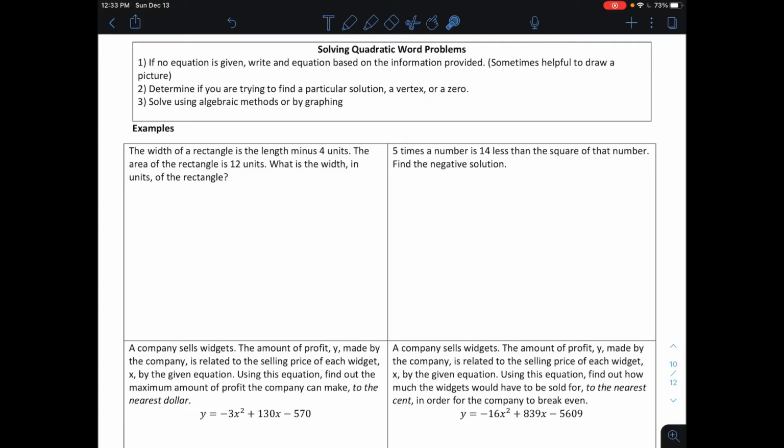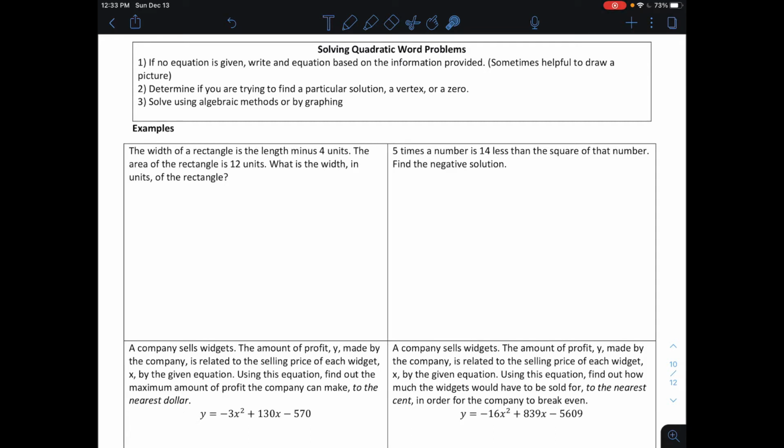In this video, we're going to look at solving quadratic word problems, and the process is kind of the same as solving any kind of word problem. If you're not given an equation, one of your first priorities is to write an equation based on the information that's provided, and it can oftentimes be helpful to draw some kind of illustration.